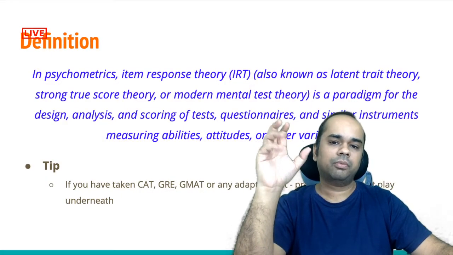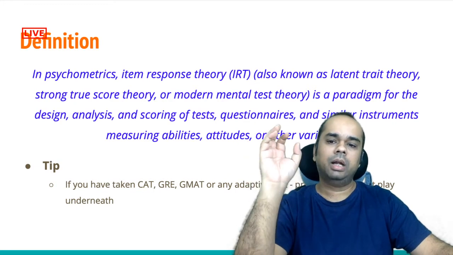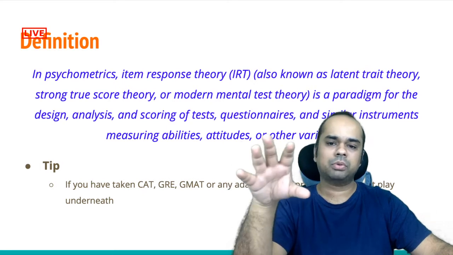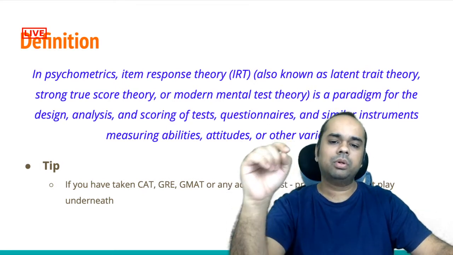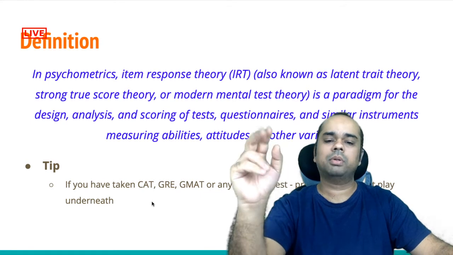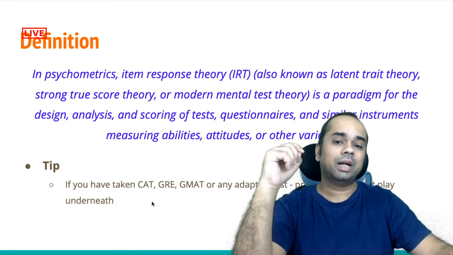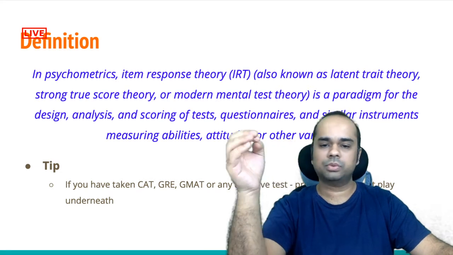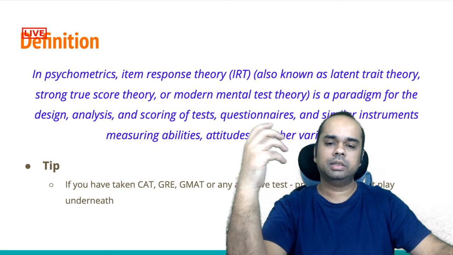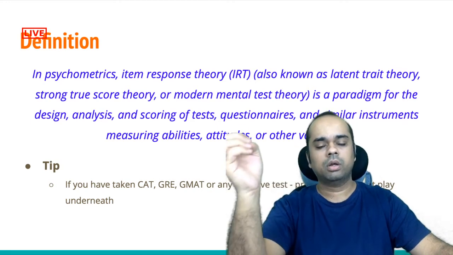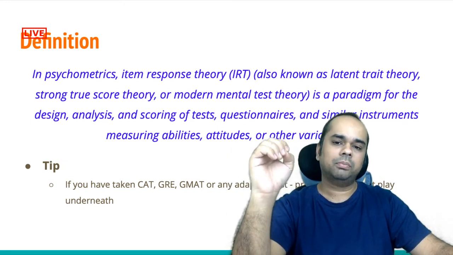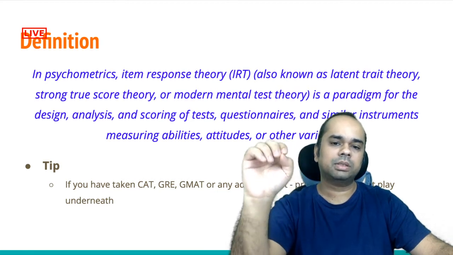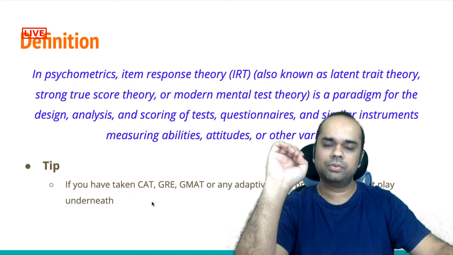This is something that I have picked up from Wikipedia. You can read through the definition and everything, and I'm not going to read it out. But what I really want to point your attention to is just a couple of things. If you've taken any of the adaptive tests, if you've taken a CAT for getting into some sort of MBA school in India, GRE, GMAT, or any other aptitude test, you most likely have seen item response theory at play. You have seen some of that.